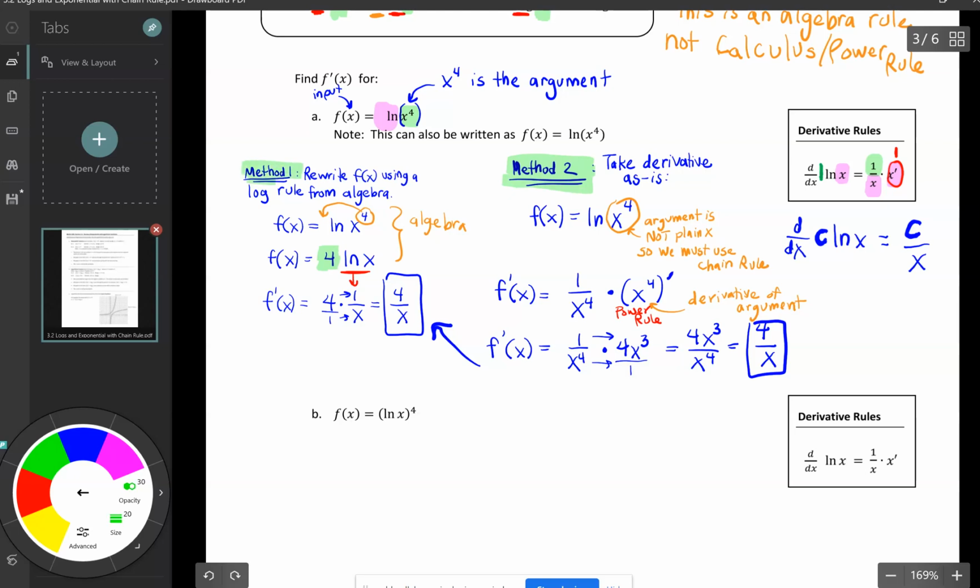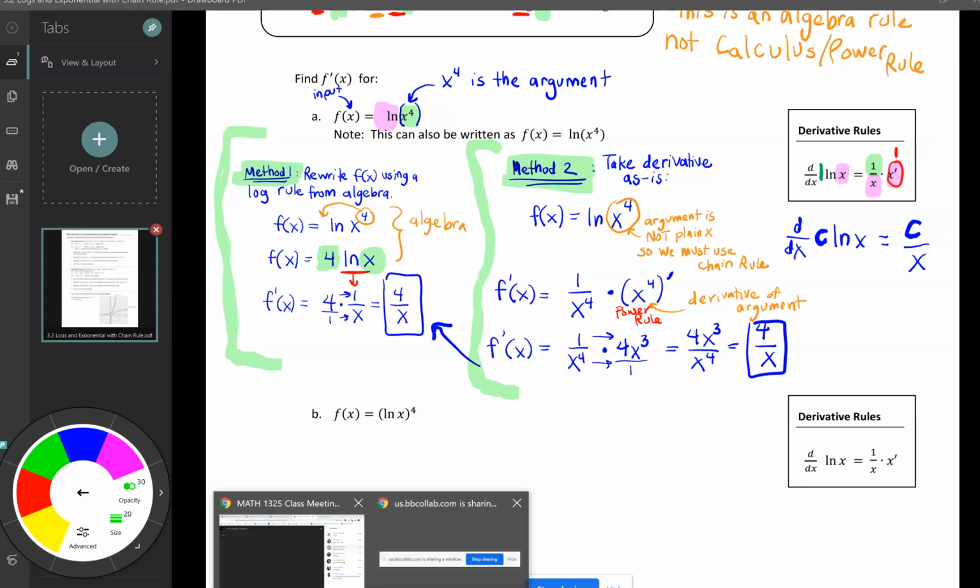Method 1 says if you know an algebra rule, you can drop that exponent down, and then it gives you the natural log of a plain everyday x, which follows our basic rule exactly. So technically, I'm only using one calculus rule here. I'm using the calculus rule for natural log, but I thought about it 2 different ways. So if you're really comfortable with algebra rules, with log rules, you can rewrite this and make your life a little easier. If not, that's okay. Just do the calculus, and you're going to end up with the same answer. You just have to be kind of careful. Did that answer your question, Jocelyn?